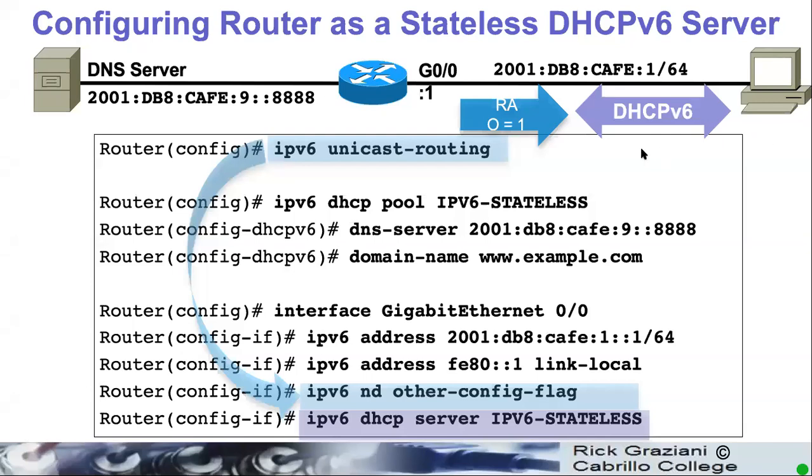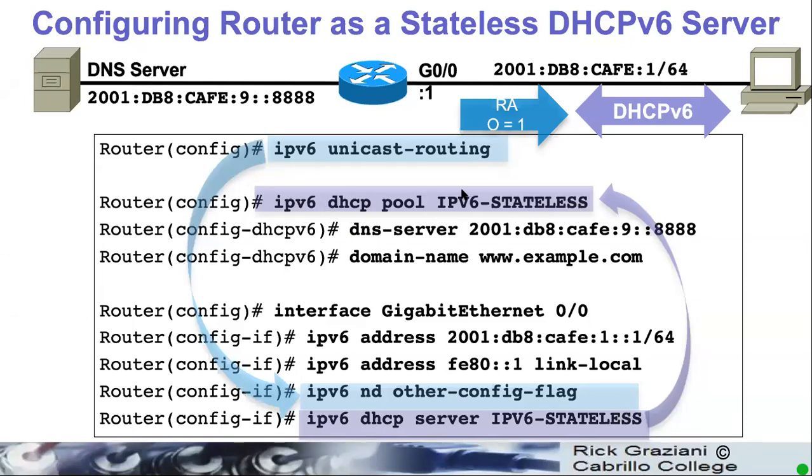So when the client sends out a DHCPv6 solicit message, we will respond. Okay, so the pool name, IPv6-STATELESS in all caps. It's always good with pool names and things like that, so we don't get these mixed up with commands or parameters. It's sometimes a nice idea to use all capital letters. So that's something that we came up with, a name that we created.